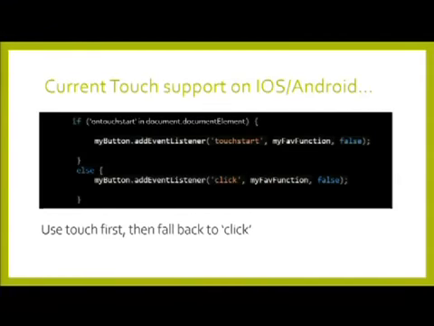One of the issues, and this is a common bug that I find on the internet, is somebody will have a touch start. What they'll do is check if ontouchstart is in document.documentElement, so they're doing feature detection, great, rock on. Then: my button.addEventListener touchstart, else addEventListener click. What's wrong with this code?